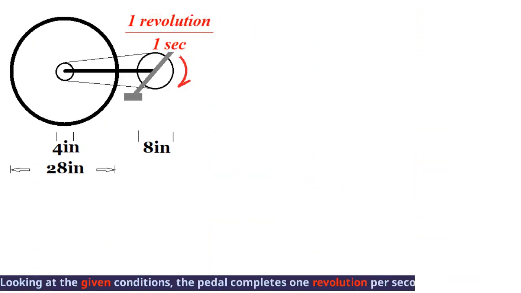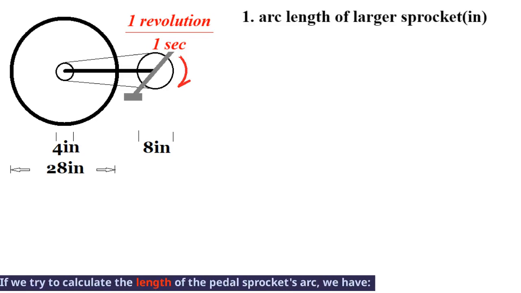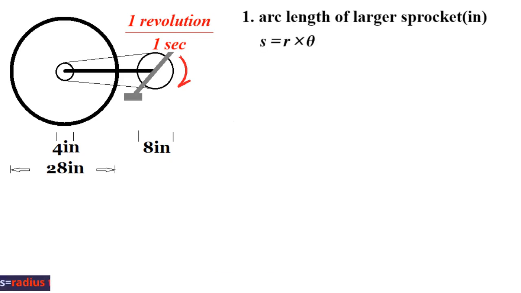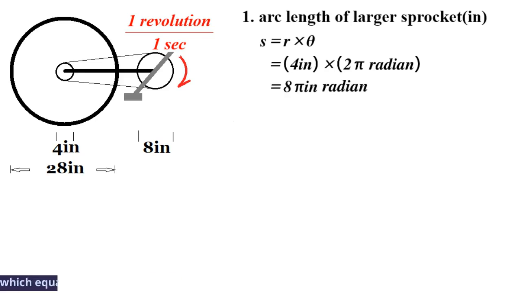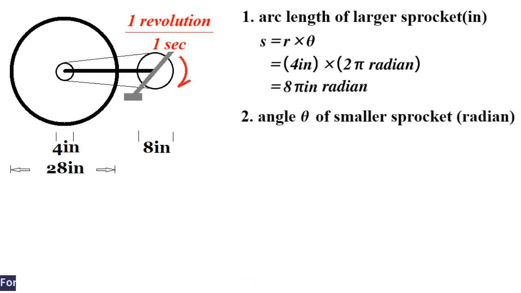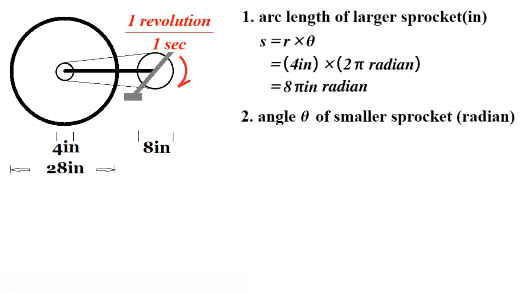Looking at the given conditions, the pedal completes 1 revolution per second. If we try to calculate the length of the pedal sprocket's arc, we have S equals radius times theta. This is 4 inches times 2 pi radians, which equals 8 pi inches per revolution. For the wheel sprocket's arc length, we have S equals radius times theta.